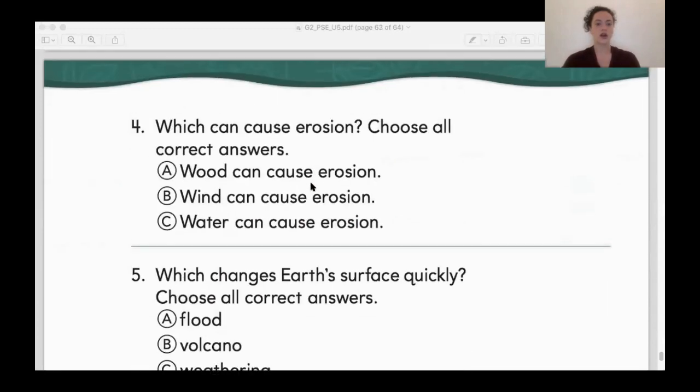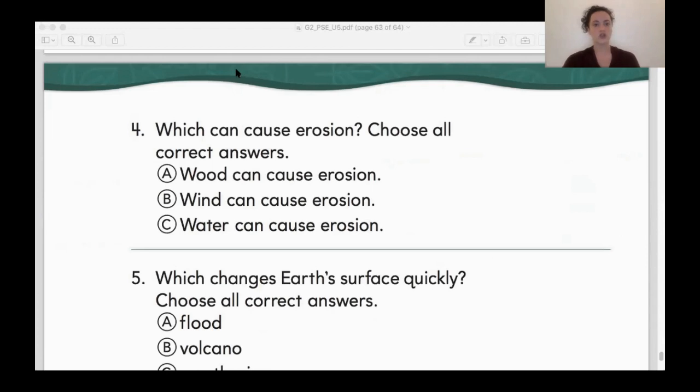Number 4, which can cause erosion? Choose all the correct answers. Everyone circle your answers. Ready, set, go. Also, thank you, Thomas and Kat, for saying answers in the chat.